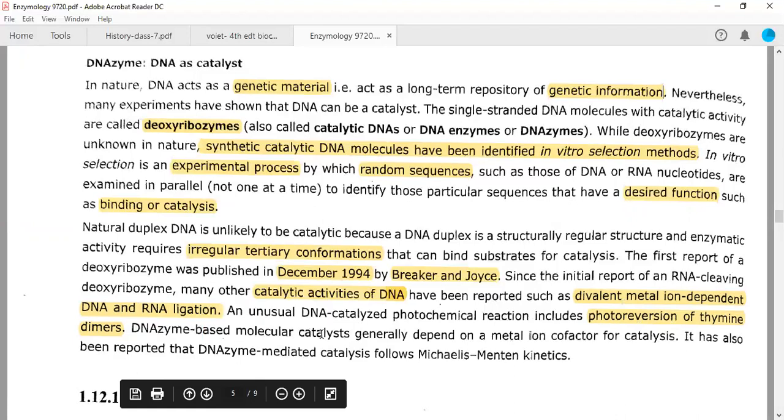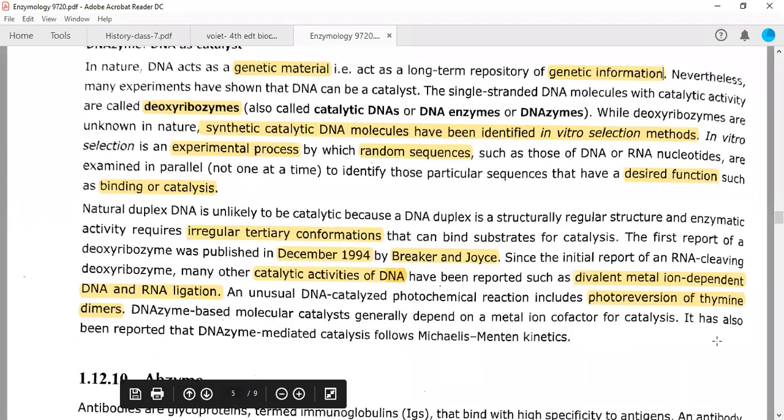DNA enzyme-based molecular catalysts are generally dependent on metal ion cofactors for catalysis. This we have discussed. It has also been reported that DNA enzyme-mediated catalysis follows Michaelis-Menten kinetics. So this can be a question. Okay. Mostly, whether these are DNA enzymes or some simple enzymes, the allosteric enzymes will not follow the Michaelis-Menten equation or kinetics, but most other enzymes which have only a single active site for binding of their substrate generally follow this equation or kinetics.